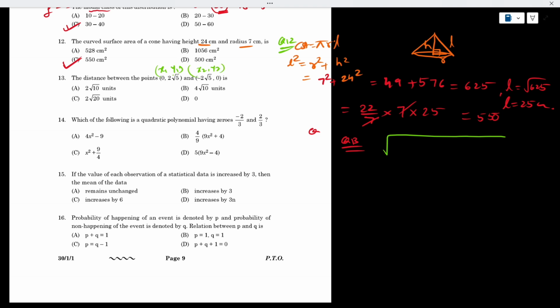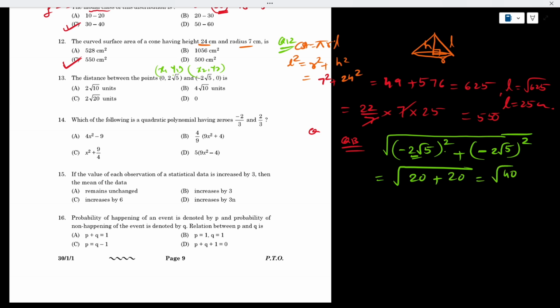I can do x2 minus x1, which will be minus 2 root 5 minus 0. You can ignore the 0, because 0 subtracted or added to any number gives you the number itself. Plus y2 here will be 0 minus 2 root 5. So 0 minus, I just left 0. Now if you take the whole square, 2 twos are 4, minus 2 squared will be plus 4, 5s are 20, plus this also will be 20, which is root 40.